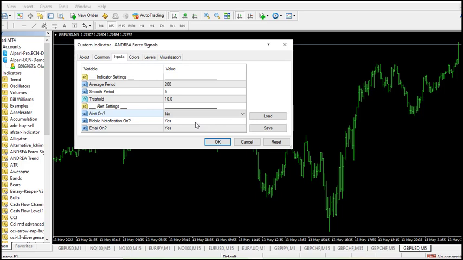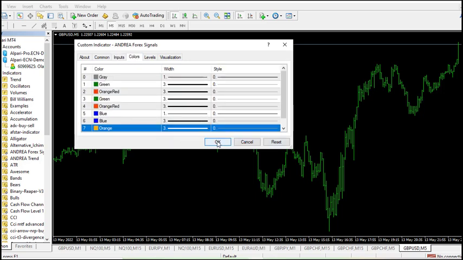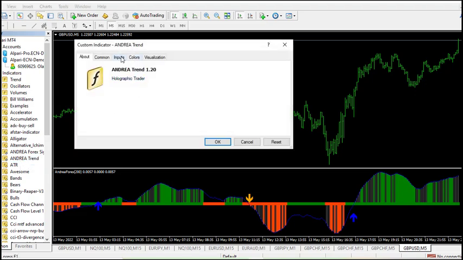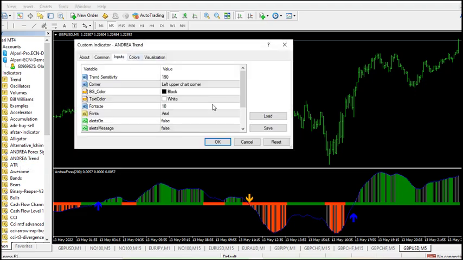Mobile notification, I don't want that. Email on, I don't want it. Every other thing is okay. There's no need to change any color. Just click on the OK. Then the other one is red trend indicator, and there's nothing you need to change here too. The alert is turned off already, and alert notify, I don't want either. Just click OK.